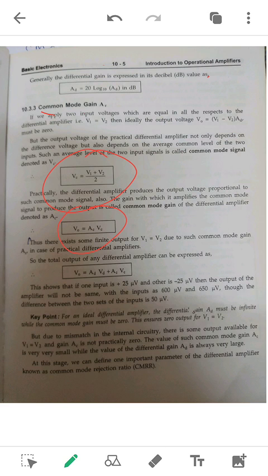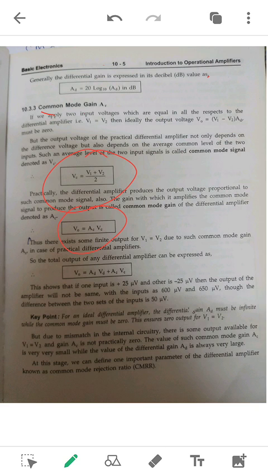So there exists a finite output for V1 equal to V2 due to such common mode gain AC. In the ideal condition, we have seen that when V1 is equal to V2, V0 is equal to 0. But in practice, even though both are the same, some voltage is present in the output.